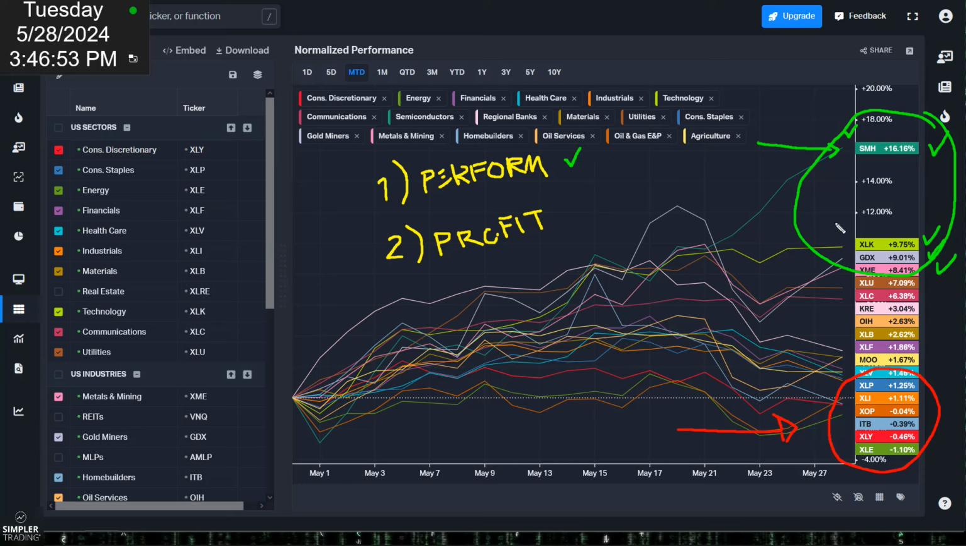As far as performing, got to put XLK in there too. XLK is heavily weighted with Apple, which we'll take a look at today. It's also heavily weighted with NVIDIA and AVGO. So we take a look at, again, where that performance is. And XLK is likely going to continue to not only look strong into the end of the month, but likely see more buying into the beginning of June.